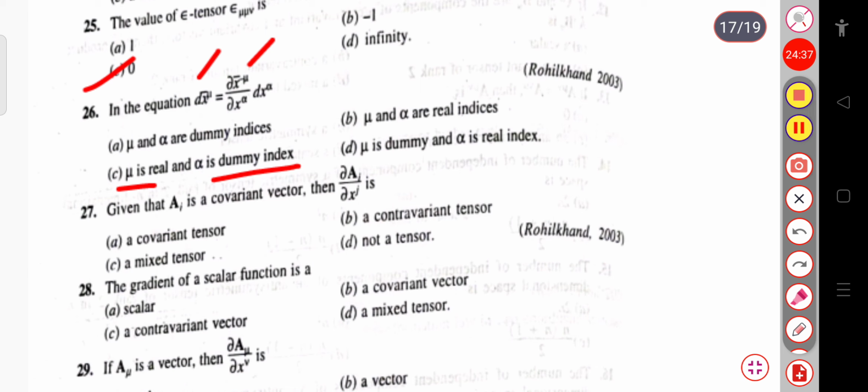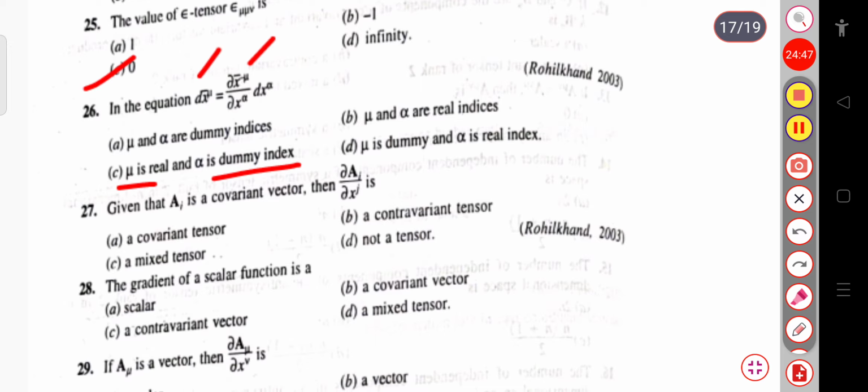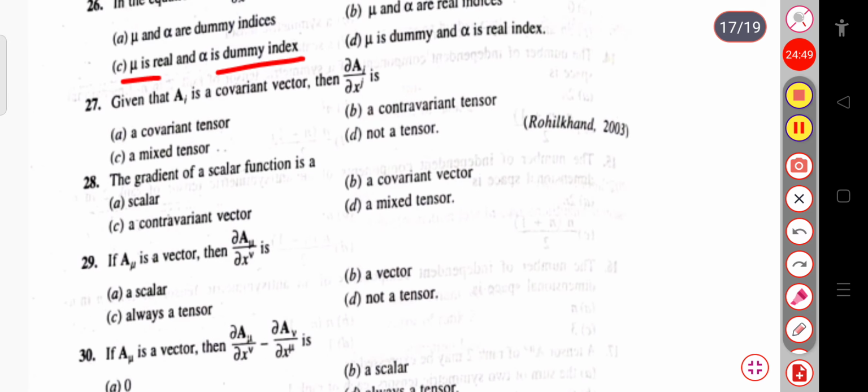Dummy ones means you can substitute, in place of alpha, you can write beta, gamma, etc. But mu is the fixed one, that is, mu is real and alpha is the dummy. The next is, given that ai is a covariant vector, then dou ai by dou xj will be a covariant tensor, a contravariant tensor, a mixed tensor, or not a tensor. So here this is a covariant tensor.